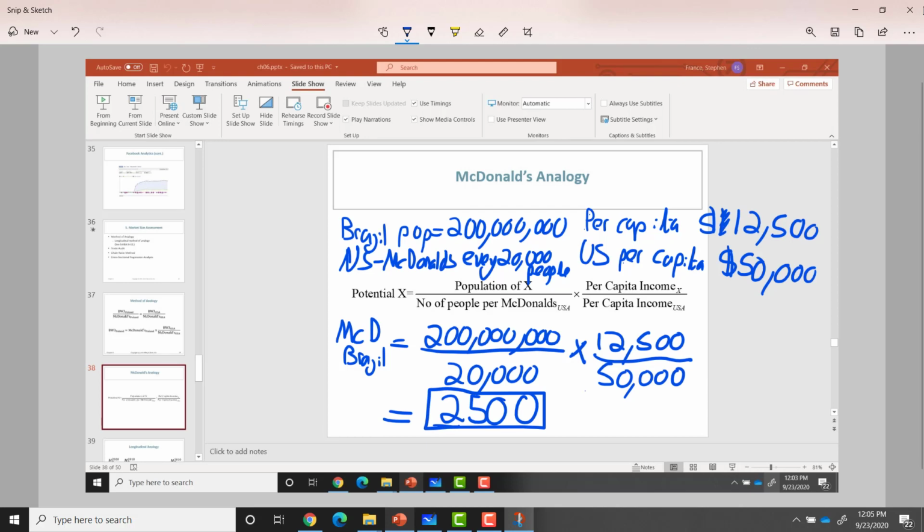So the thing to do, and when I've touted this before, what people always get confused about is this: if I was doing this for Buffalo Wild Wings, this would be the number of people per Buffalo Wild Wings in the US. People are still trying to plug the number of people per McDonald's in. It's only called the McDonald's analogy because the example it was originally used on was McDonald's. So if we're taking Buffalo Wild Wings into Brazil, we would use the number of people for each Buffalo Wild Wings.